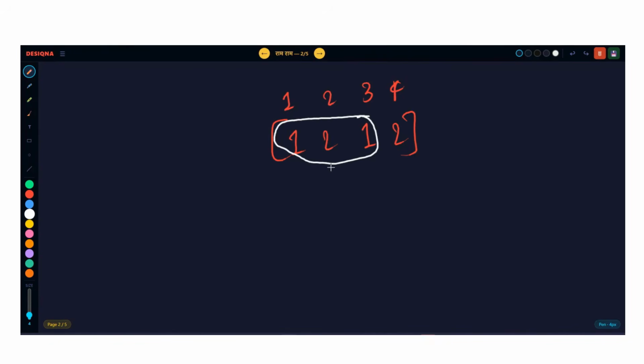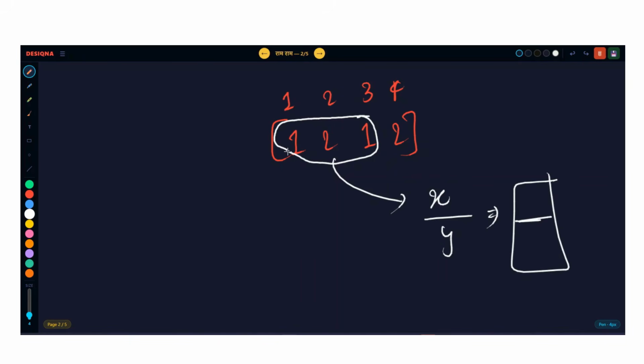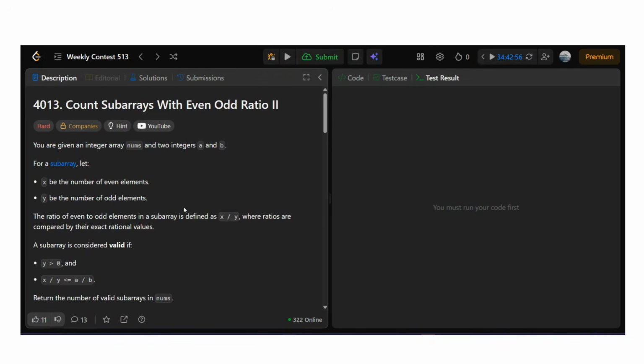Is this subarray good or bad? What is the x value of this subarray? What is the y value? X means how many even elements are there in this subarray and how many odd elements are there. So guys, for this subarray, please write in the Google chat what is the value of x and what is the value of y. X is nothing but even, guys, right?